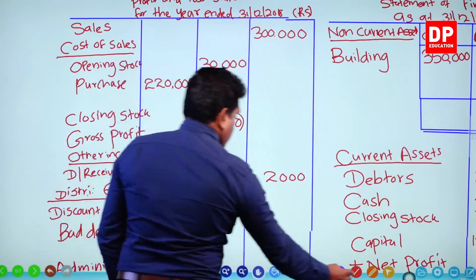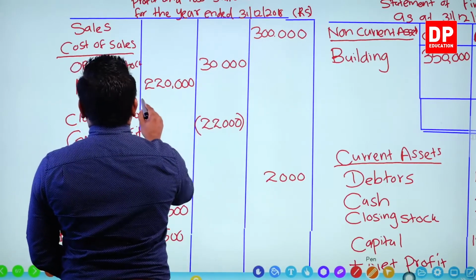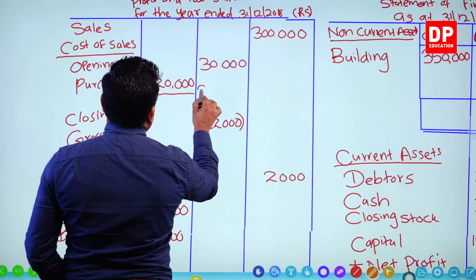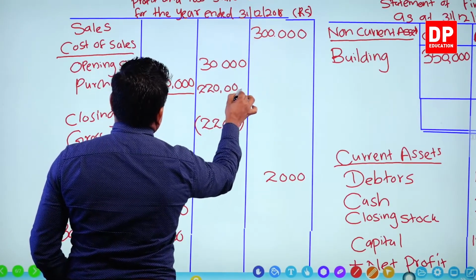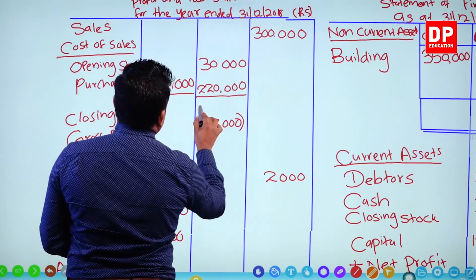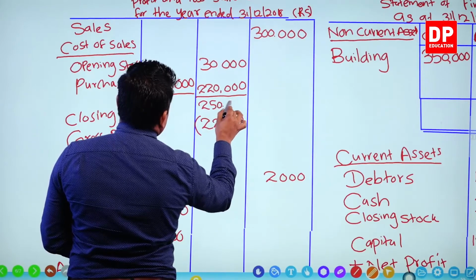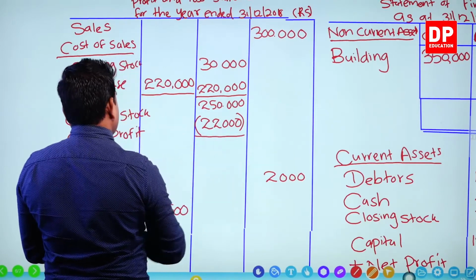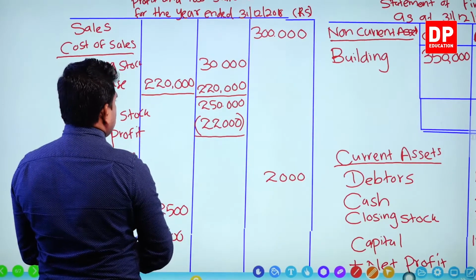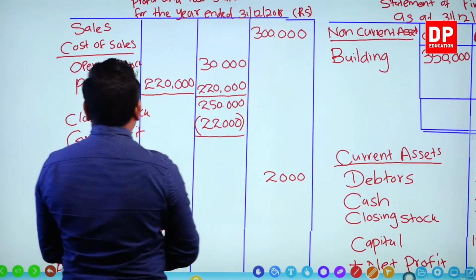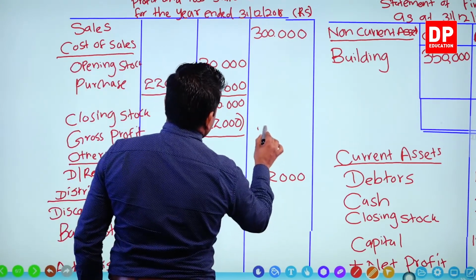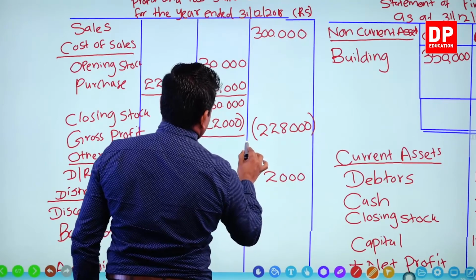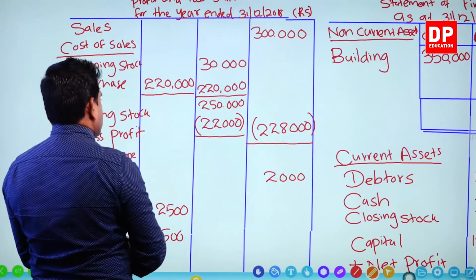Okay, opening stock 30,000, purchase 220,000. There is no purchase related expense, so we bring it to this. Here 250,000. From 250,000 subtract 22,000. Then you can bring it to the next, right? Then 228,000. This is the cost of sales, then you can see the gross profit.